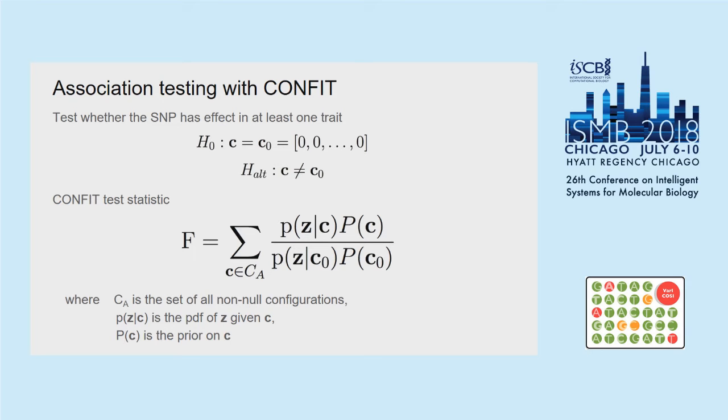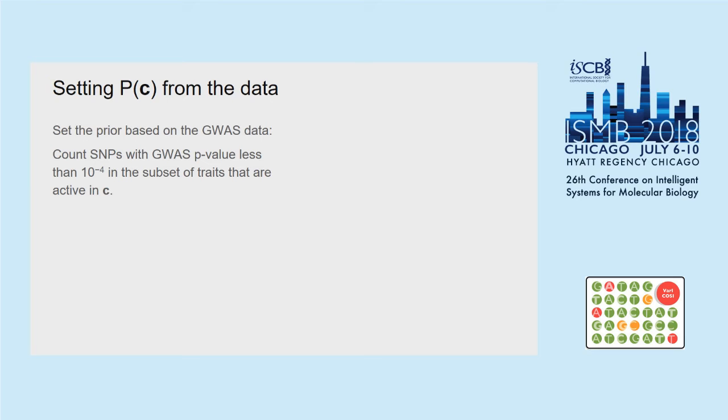In the numerator, we're just summing over the set of all non-null configurations, and the weight is a prior that we put on each configuration. Let me talk a little bit more about the prior. You might expect some configurations to be more likely or less likely in your data than others. So you can use that to weight each model in the test statistic. For example, you could use functional information here or what have you.